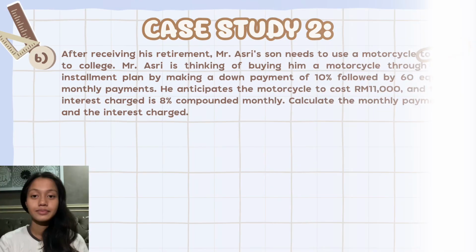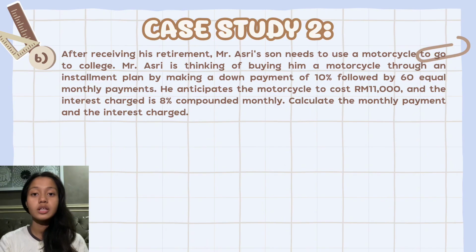Thank you. This case study is about Mr. Asri who wants to buy a motorcycle for his son to use for college. The price of the motorcycle is 11k. He plans to use an installment plan by paying 10% down payment and the rest through 60 monthly payments. The interest rate given is 8% per year compounded monthly.